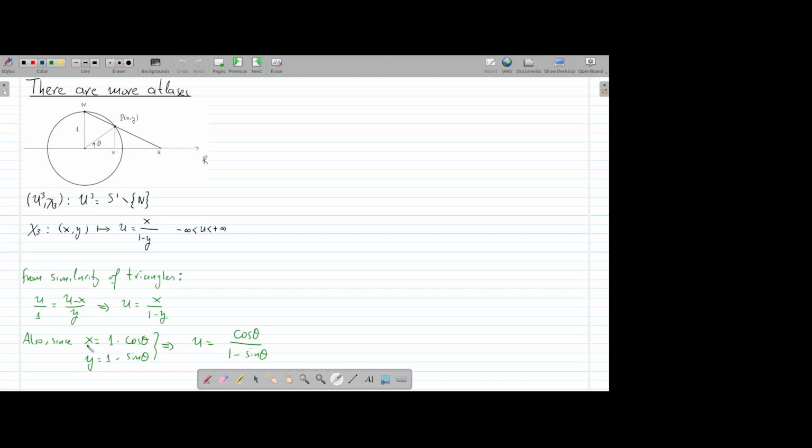We also see from simple geometry that x is equal to cosine theta and y is equal to sine theta, and we find that u is related to theta via this relation here. Also note that we just proved that the circle without the North Pole is topologically equivalent to the real numbers. Or for that matter, since we cut open the circle here, you obtain an open interval, any line segment without its endpoints of course, equivalent to the whole real numbers.